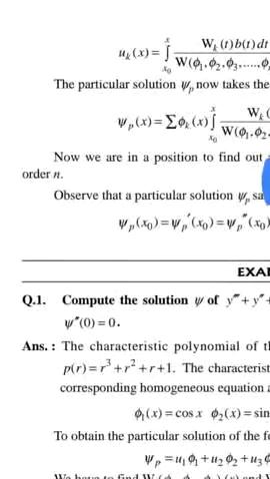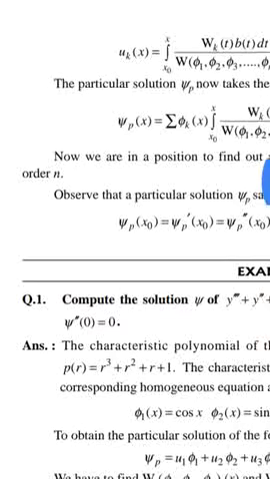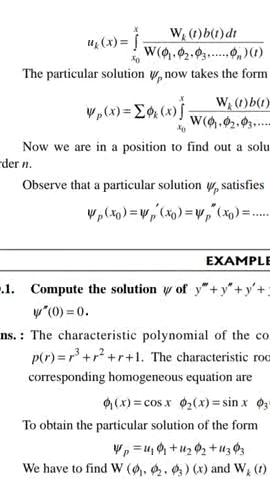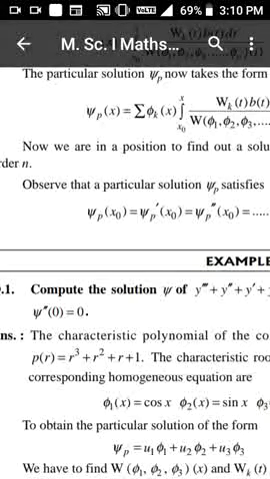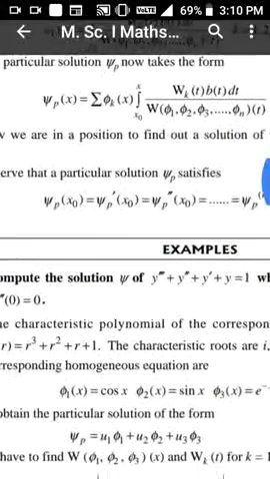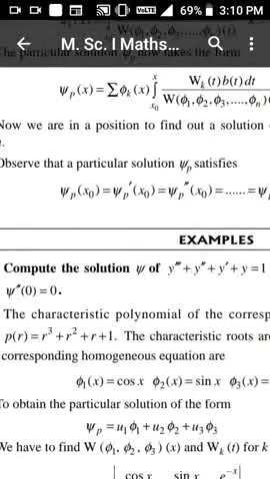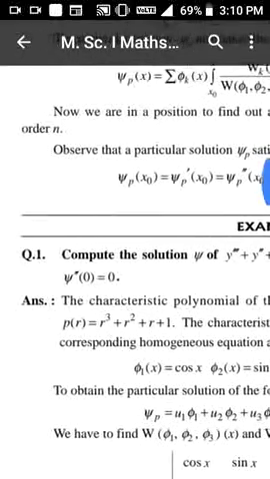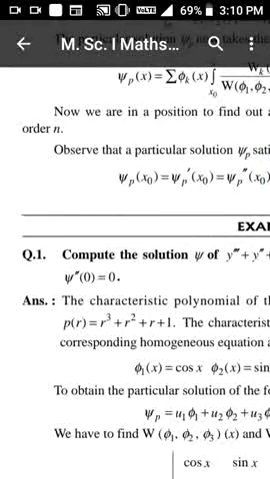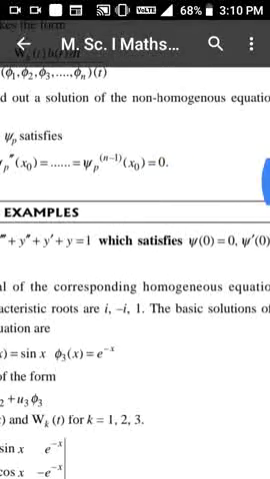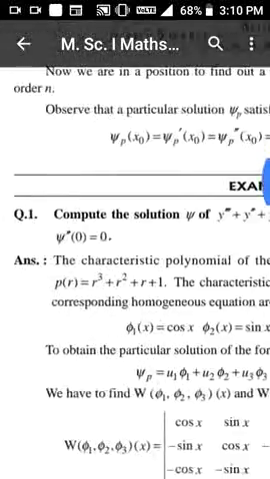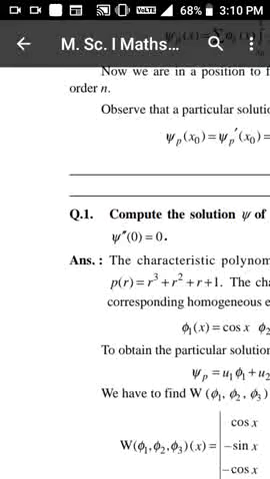K is equal to 1, 2, 3, ..., n. The particular solution ψp now takes the form ψp(x) = summation of φk(x) ∫ from x0 to x of Wk(t) b(t) dt divided by W(φ1, φ2, ..., φn)(t). Now we are in a position to find solutions of the non-homogeneous equations of order n.